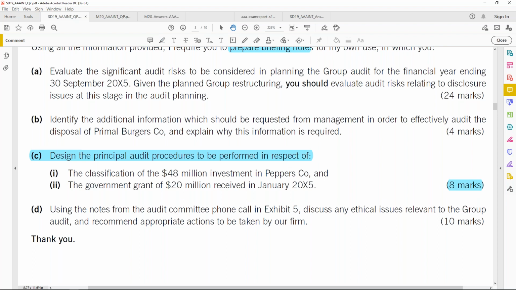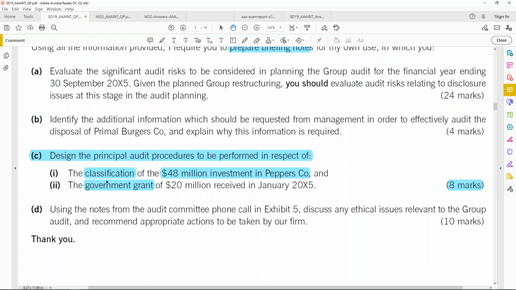And you need to make a procedure number 1 on the classification of the $48 million investment in paper company. So will there be a paragraph about a $48 million investment in paper company in the case paper? So will you read that paragraph carefully and convert that paragraph into procedure, everyone? So will there be a paragraph about classification? There will be. Okay, next, the government grant. So will there be a paragraph about the government grant in the paper, which you need to convert into procedures? So there is no need for rote learning, right?